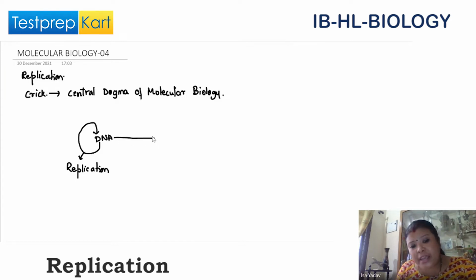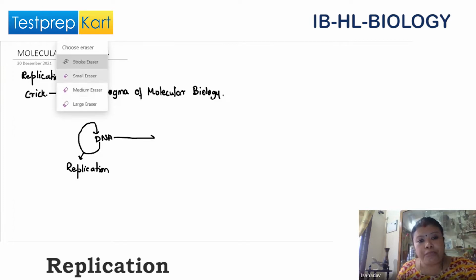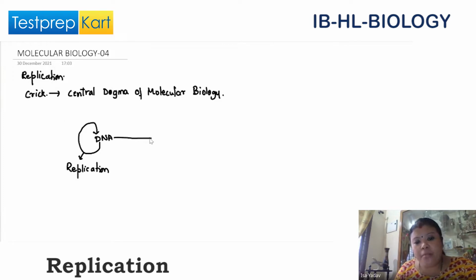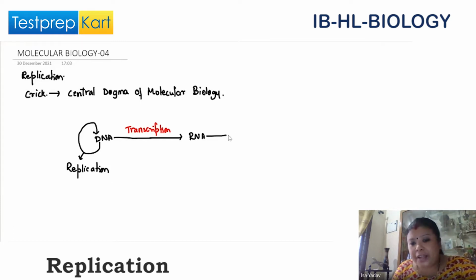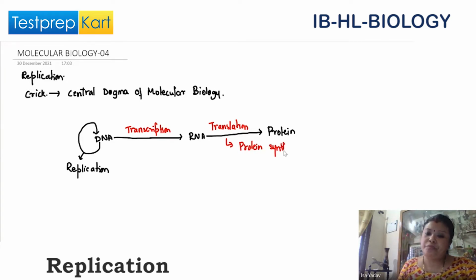From DNA, we get RNA. Okay, from DNA, we will get RNA. This process is termed transcription. From RNA will code for protein. Okay, so this process is called translation, or otherwise we call it protein synthesis. Okay, so this is what we are going to follow.